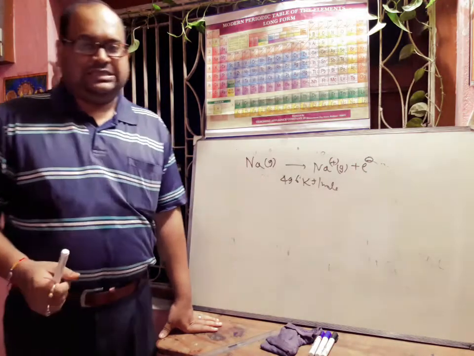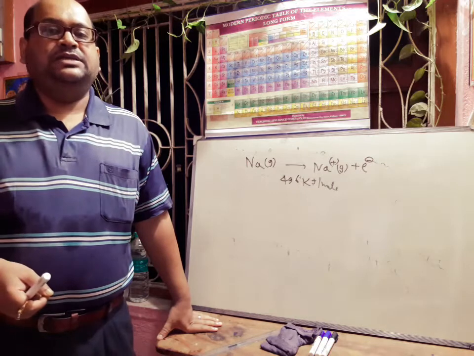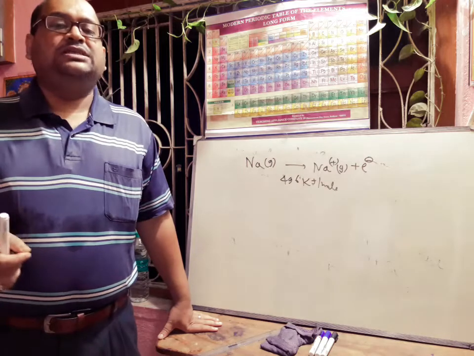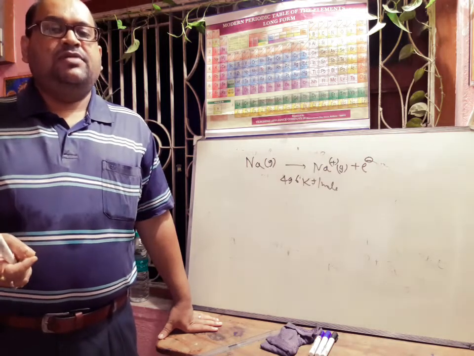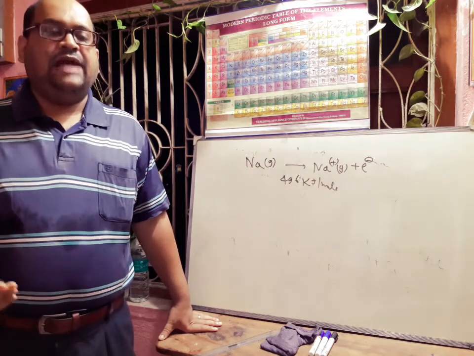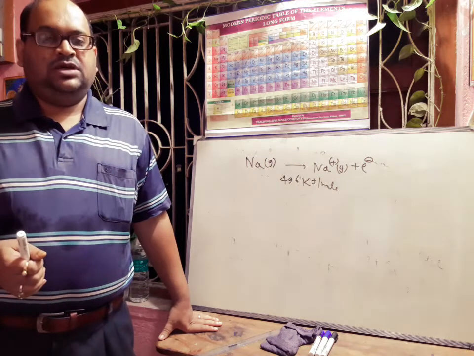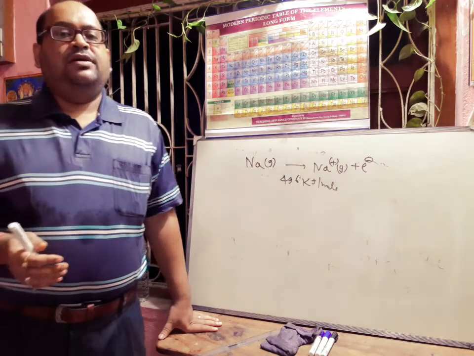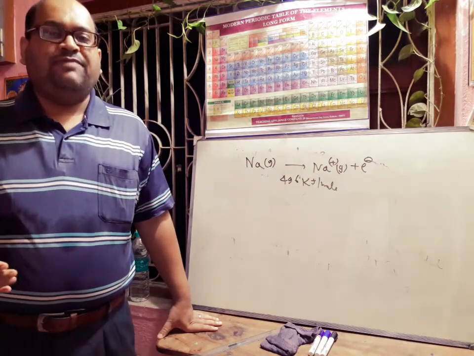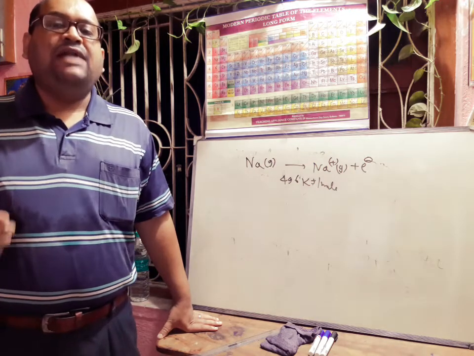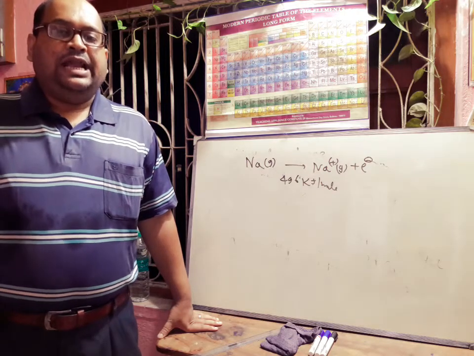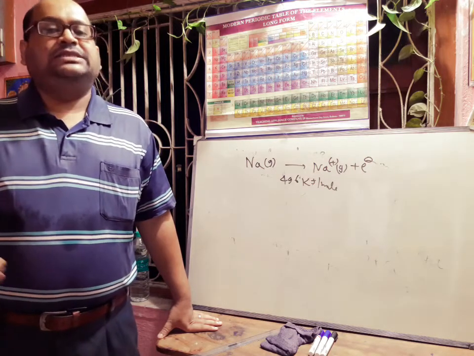Now, on what factors does this ionization enthalpy depend? First is the nuclear charge, second is the atomic size, third is the screening effect, fourth is the penetration power of the orbitals or subshells, and fifth is the stable electronic configuration. Now we will discuss one by one. First, the nuclear charge. Ionization energy increases with increase in the nuclear charge, because the force of attraction between the nucleus and valence electrons increases, and more energy is required to remove a valence electron.